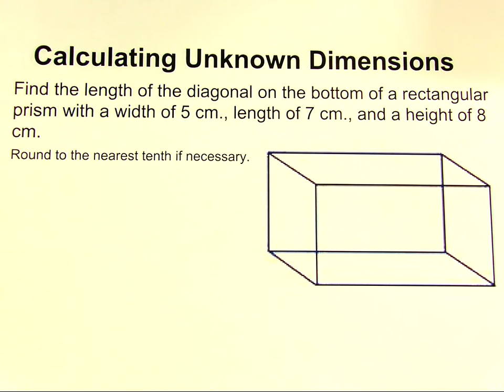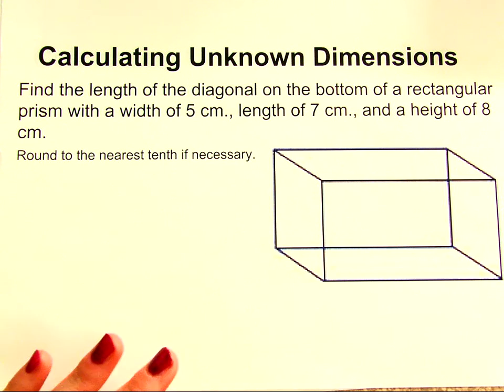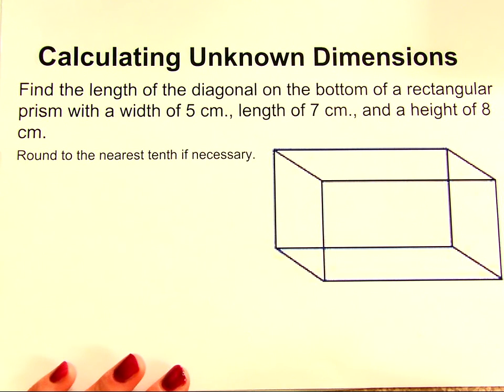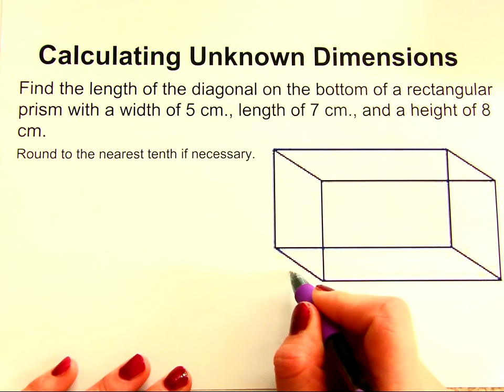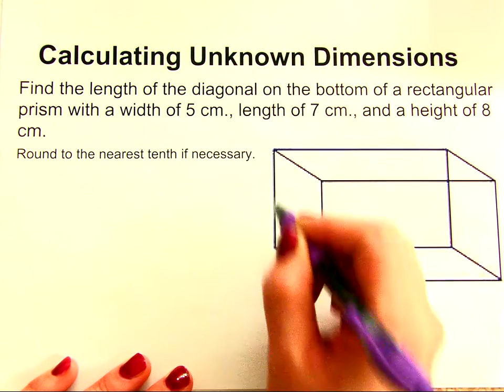All right, why don't you try one more example all on your own. If you get stuck, play through until you got the help you need and then pause it again to finish it. Give it a try. All right, so I've got a width of 5 centimeters, a length of 7 centimeters, and a height of 8 centimeters.